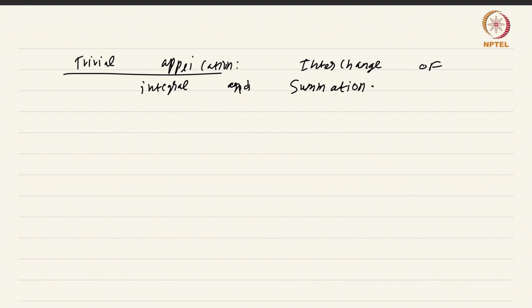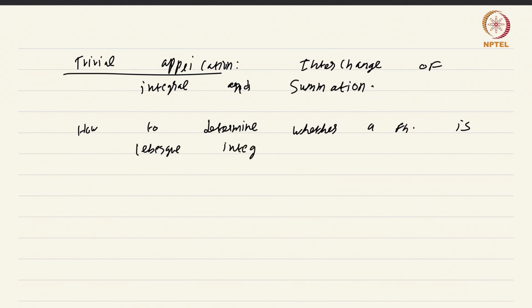Okay. Finally, another application is how to determine whether a function is Lebesgue integrable. What happens is, often we do not have the full force of Lebesgue's dominated convergence theorem. We do not have mod fn's all dominated by G. We might have somewhat restrictive hypotheses. Let me just state that as a theorem.